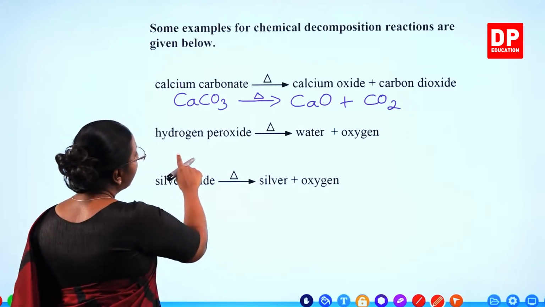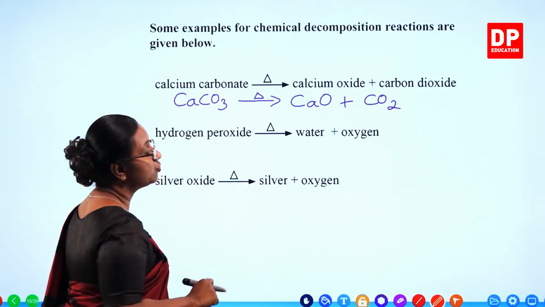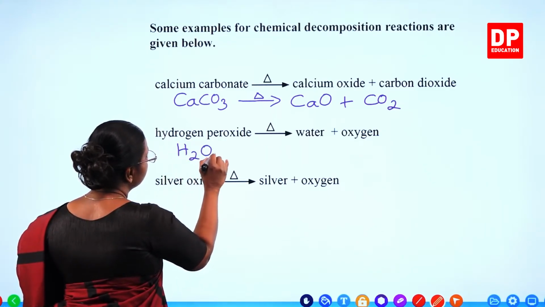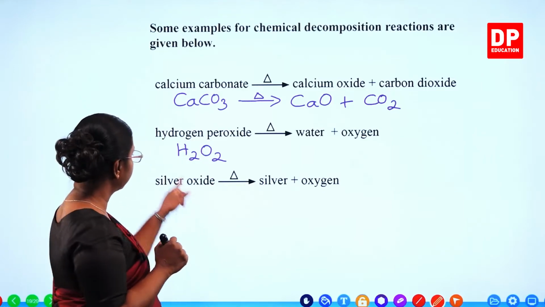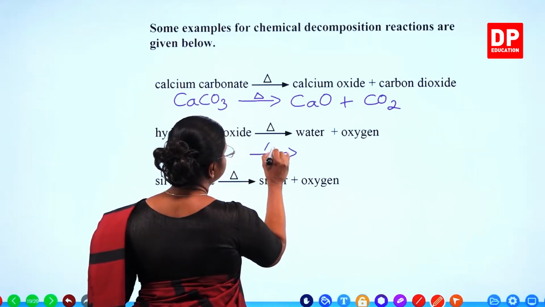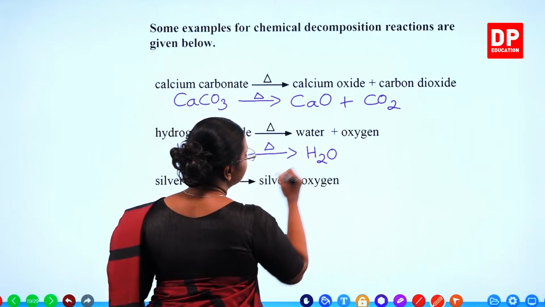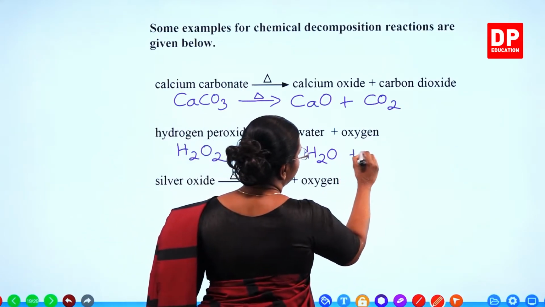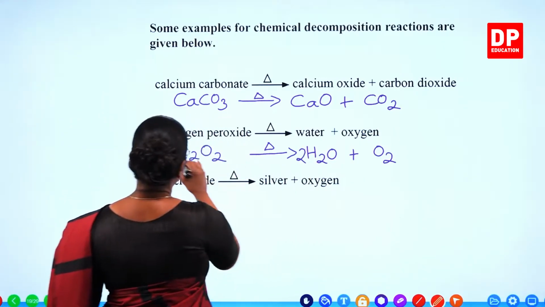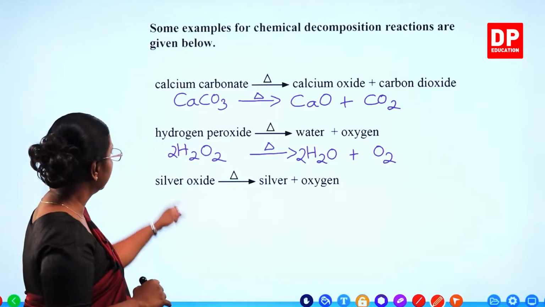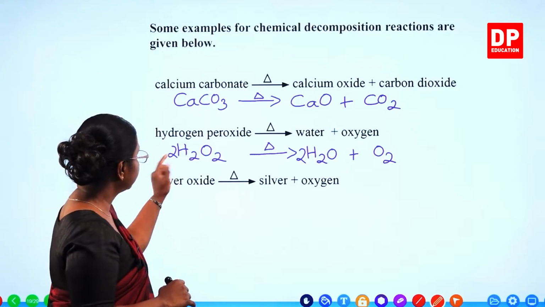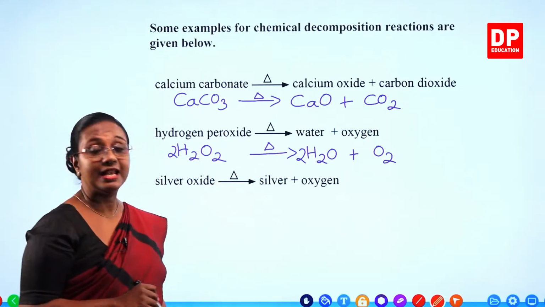Then the next one, hydrogen peroxide gives rise to water and oxygen on heating. Hydrogen peroxide is written as H2O2. Water is H2O, hydrogen peroxide is H2O2. When H2O2 is heated, you will get H2O, that is water, plus O2. So here, of course, we will need to balance it by adding 2 in front of H2O2 and 2 in front of H2O. So hydrogen peroxide gives rise to water and oxygen.